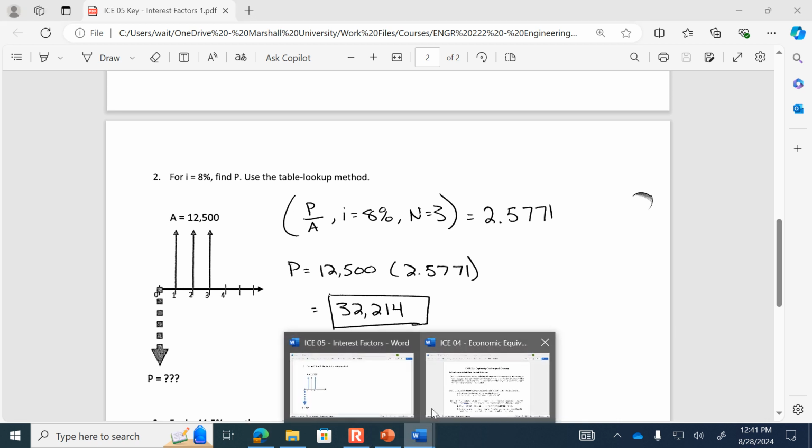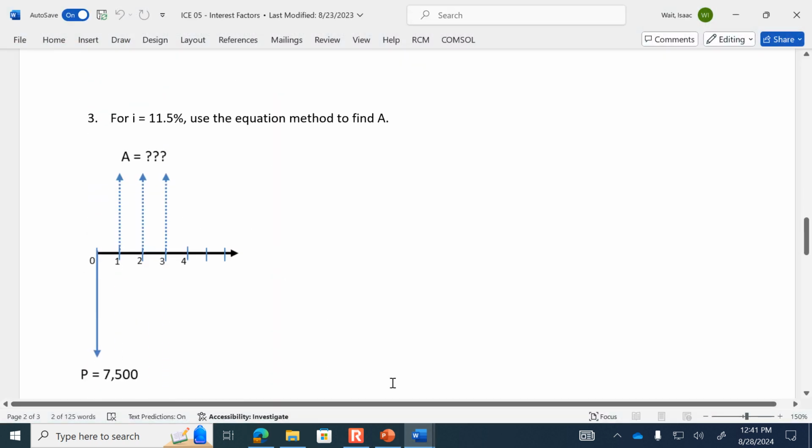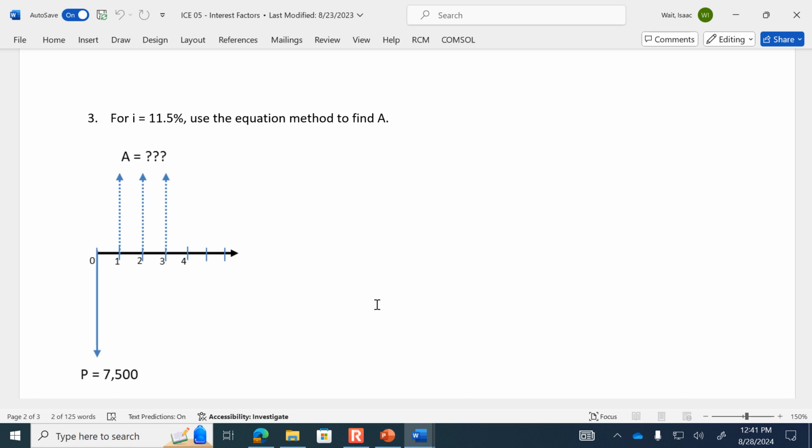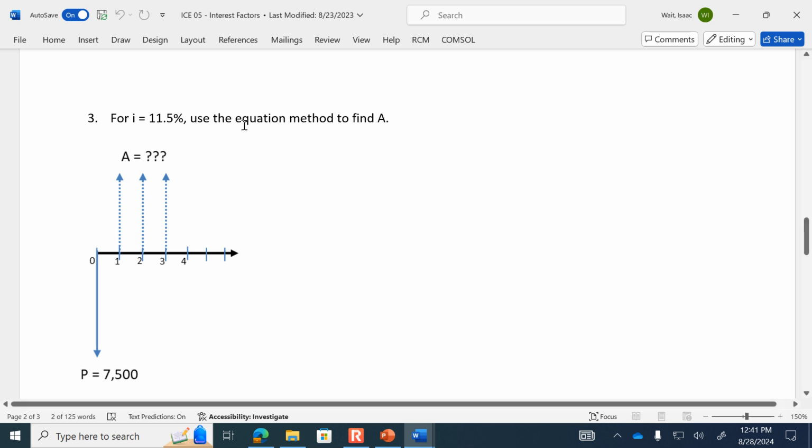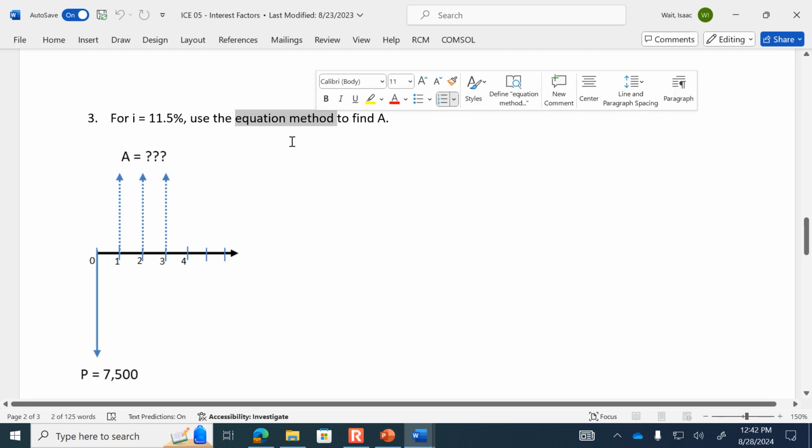All right, so then the last one here, problem 3, find A given P. So we just rearrange this. Find A given P. The interest rate is 11.5%, and N equals 3. I specifically tell you to use the equation method, but what if I hadn't? What if I hadn't told you to use the equation method?